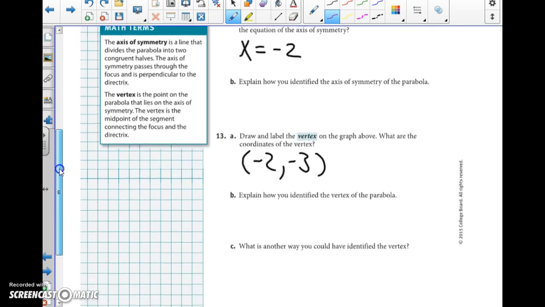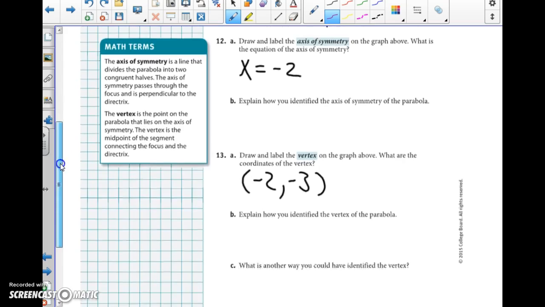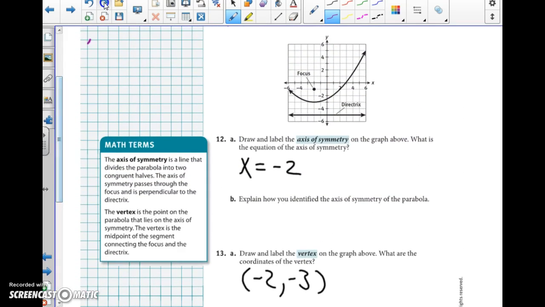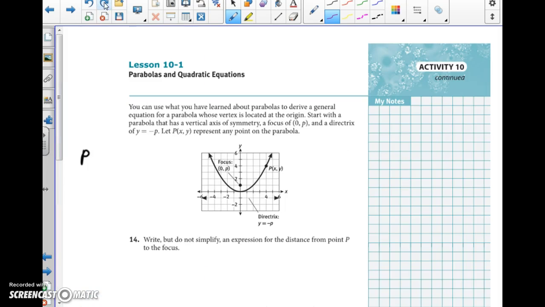All right, and that's all we're going to do on that page. Just go over that to make sure. So that's pretty simple to do. Let's go to the next page now. Okay, now this is a whole different thing.